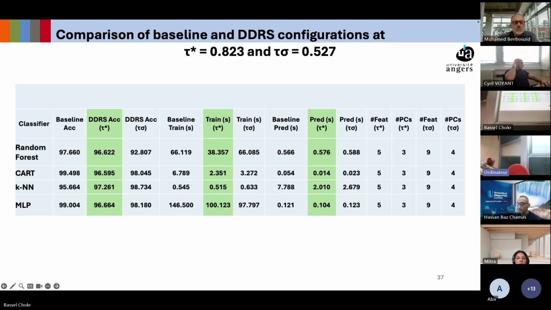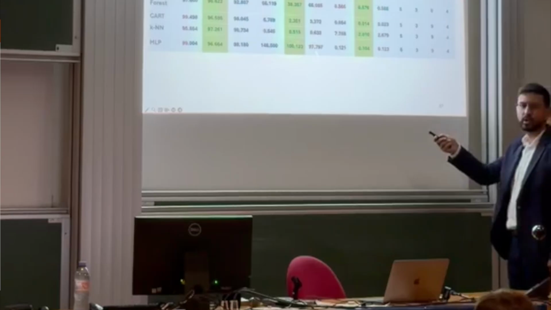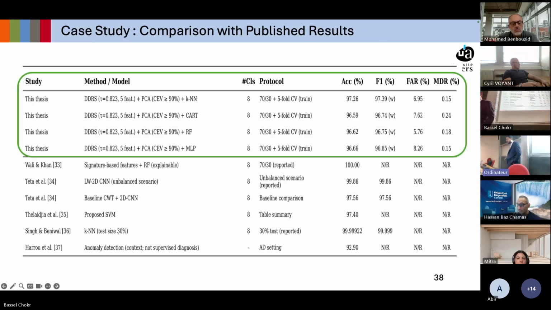And we see here in training time, for example, for random forest, at tau star, we only take 38 seconds to train the model. With CART, we are only taking 100 seconds, which is much less than the baseline, close to the tau of the standard deviation. And then we compared our results with literature, seeing how the accuracy that we are getting with DDRS with 3 principal components, 3 features, starting from 5 features after information gain and 3 principal components, is very comparable and performing quite well in comparison with literature.